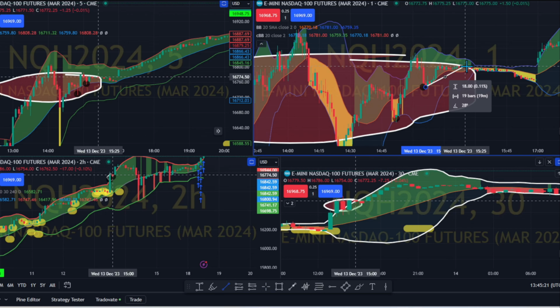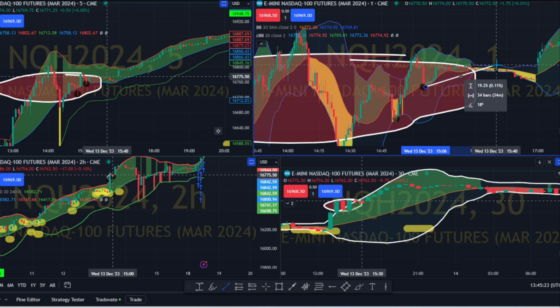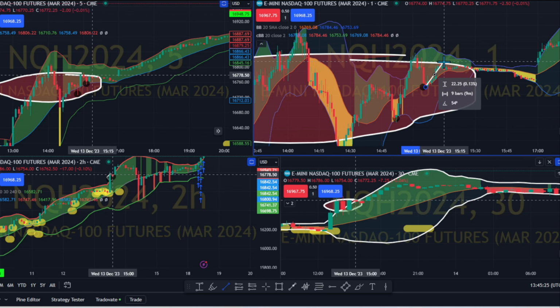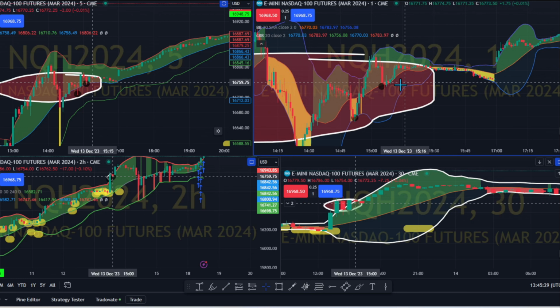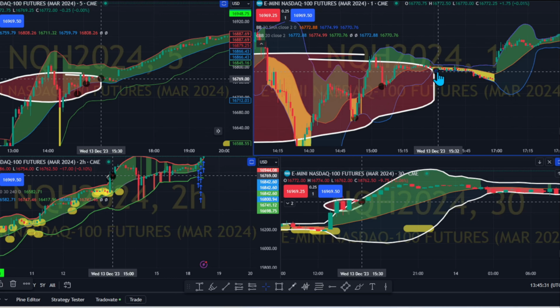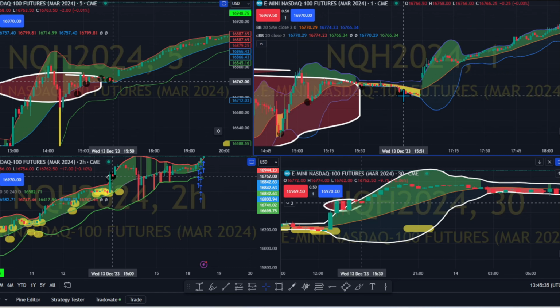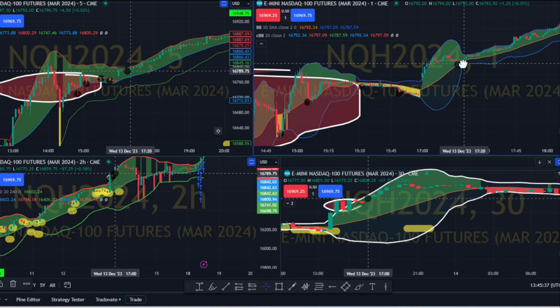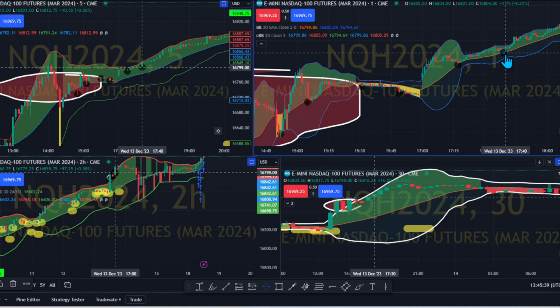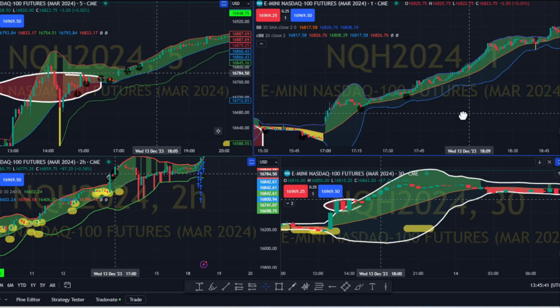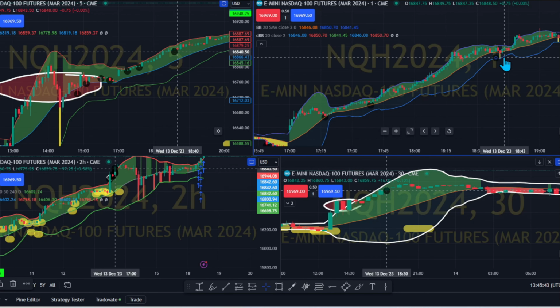It went back up. It eventually made it to the top band, another 20 points, but I probably would have got out somewhere in here once I saw it going sideways. Okay. You got another opportunity here. Another one here.